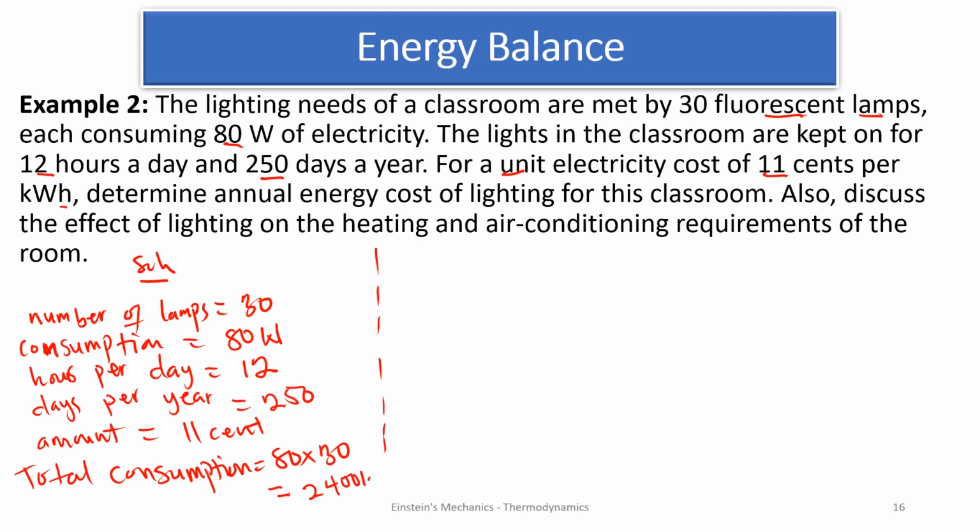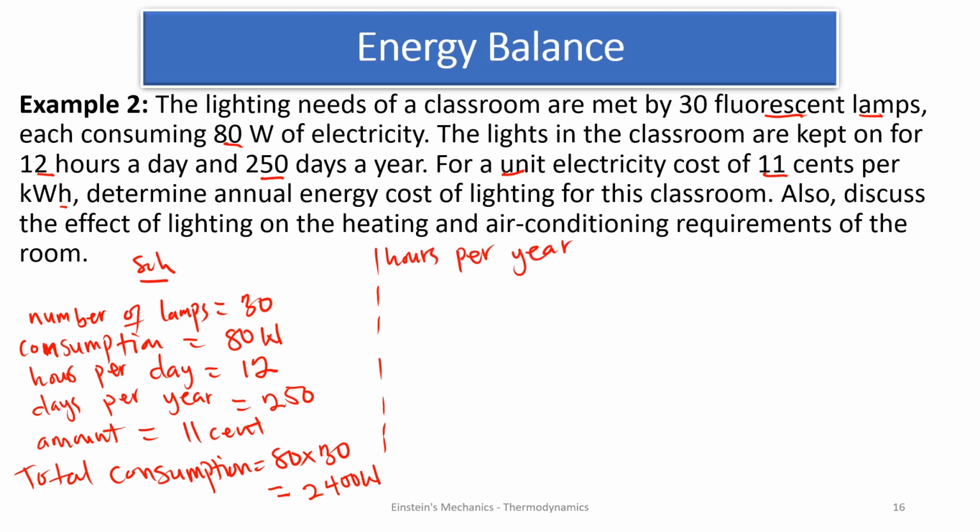2400 watts. Are we good? So we now have the total watts of the bulb. What about the hours? It operates 12 hours per day. So how many hours per year? So, hours per year.